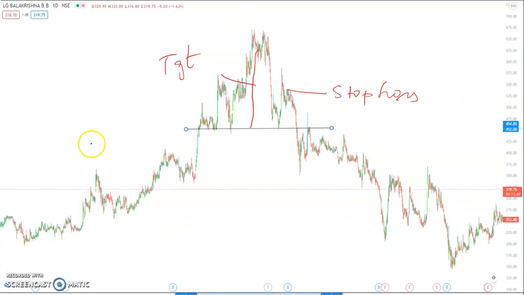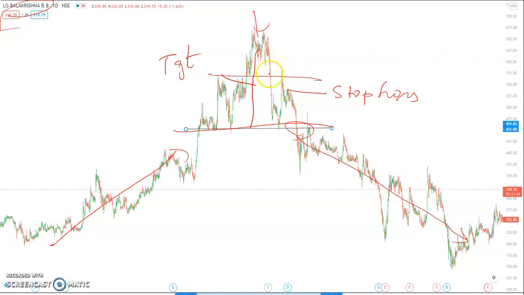Same here. This is our target, and the right shoulder height is the stop loss. So this is another example, LG Balakrishna: uptrend, narrow neckline, head is bigger. We have a left and right shoulder overlap. There is a breakout here, and then see the downfall. Here this is the target, and the right side shoulder top is the stop loss.